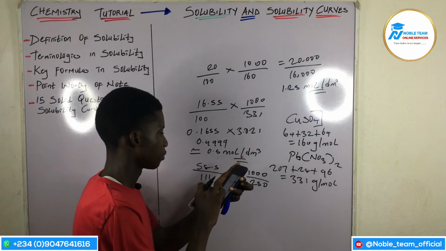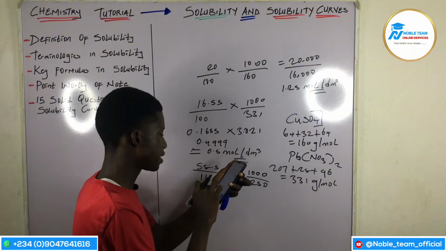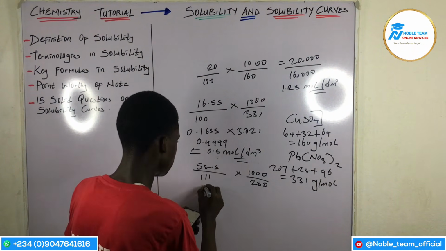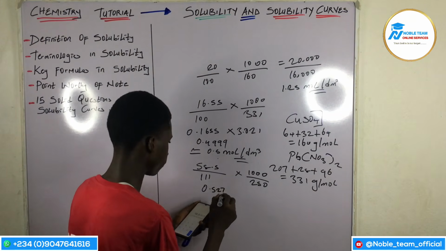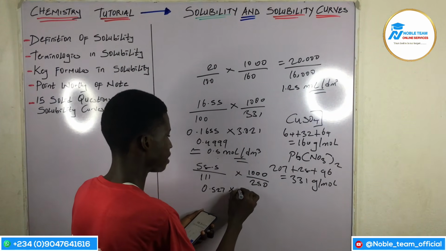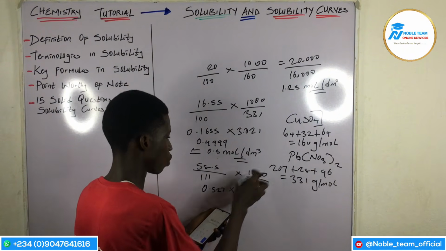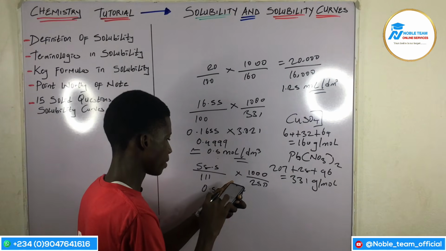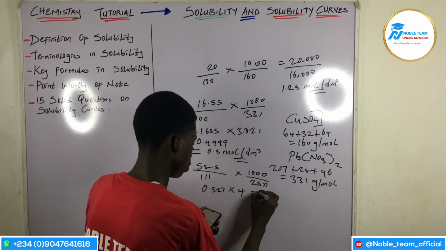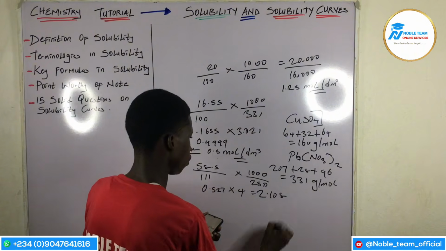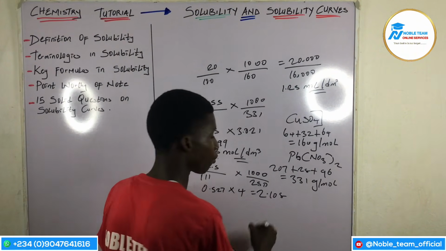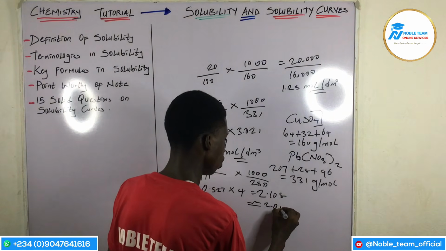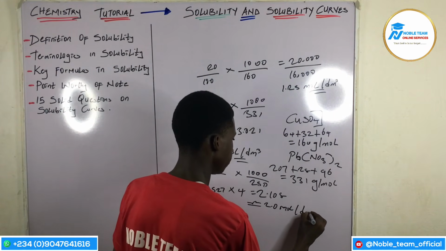Now let's substitute. 58.5 divided by 111 gives 0.527. Multiplied by 1000 divided by 250 gives 4, because 4 times 250 is 1000. Then 0.527 multiplied by 4 is 2.108. Now approximately, if I want to convert it to a whole number, it is going to be 2.0 mole per dm cube.